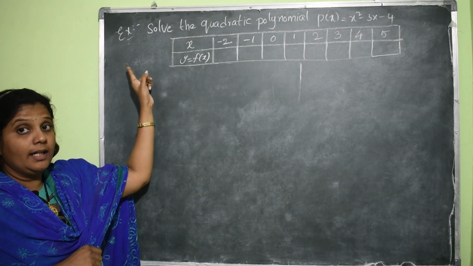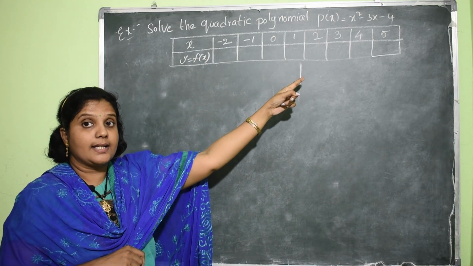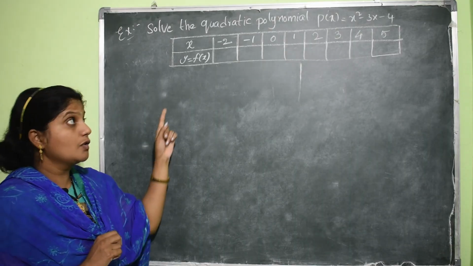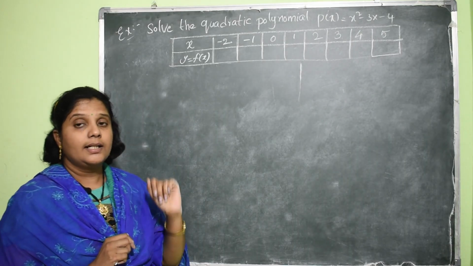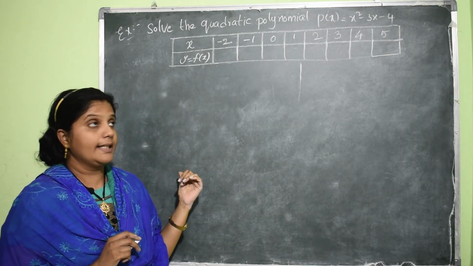We are going to solve the example, that is, we need to solve the quadratic polynomial p of x is equal to x square minus 3x minus 4. So we are going to solve this quadratic polynomial using the tabular form. After getting the tabular form, we need to draw the graph for that.